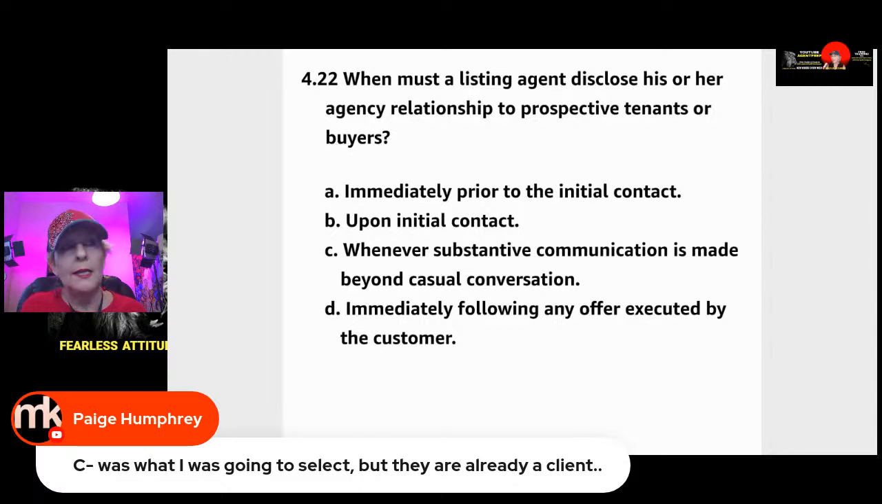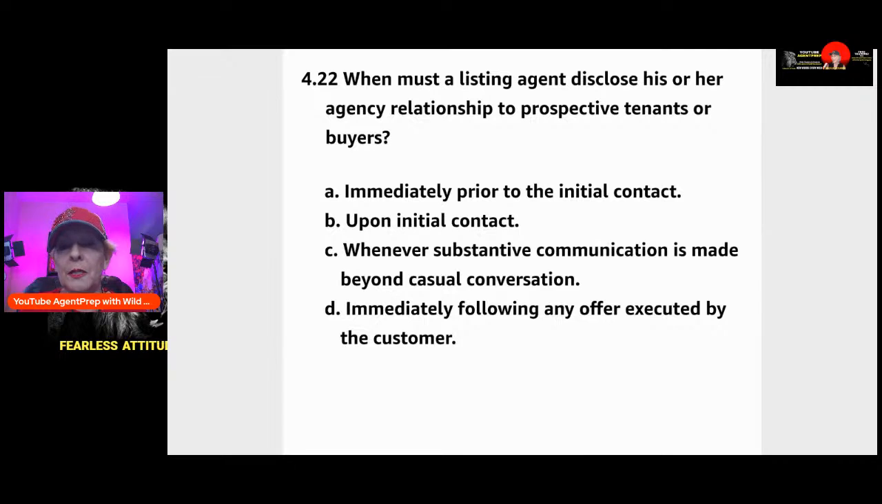Well, they're not necessarily a client yet, okay? Let's answer this question, then I'll go back. They will be a client once they've signed the listing agreement. That's the agency relationship. So number 22, it is not B. Take another attempt. No, it is not A either.